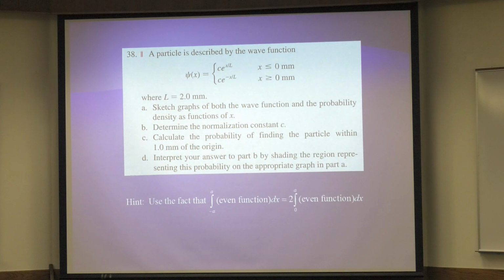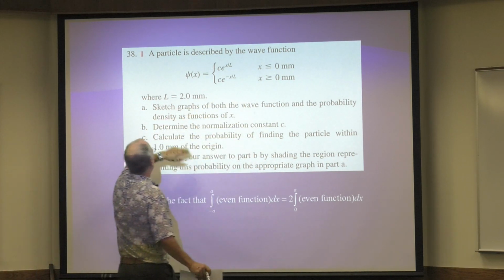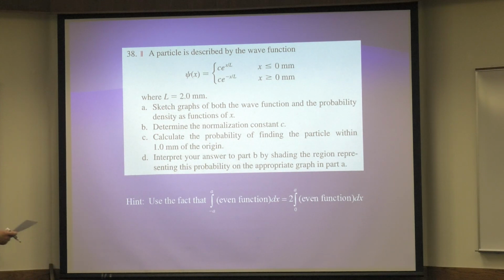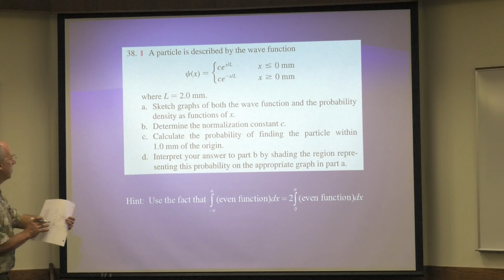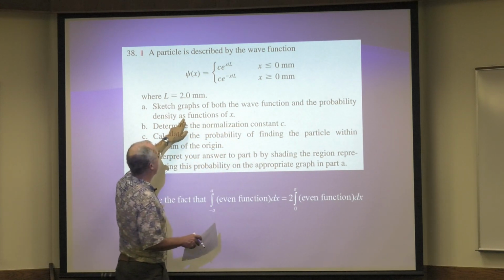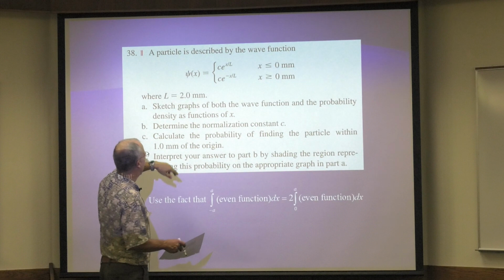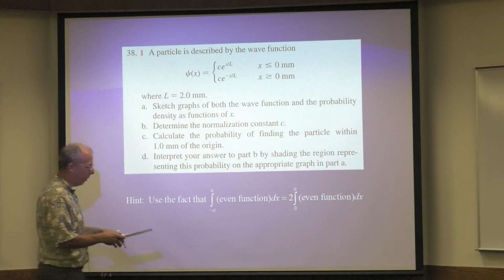All right. A particle is described by a wave function, psi equals all that stuff, where L is a length. Sketch the graphs. Well, I'll show you. So we want to sketch the graphs of the wave function and the probability density. That means the wave function squared. We've got to determine the constant. Then we want to calculate these probabilities.